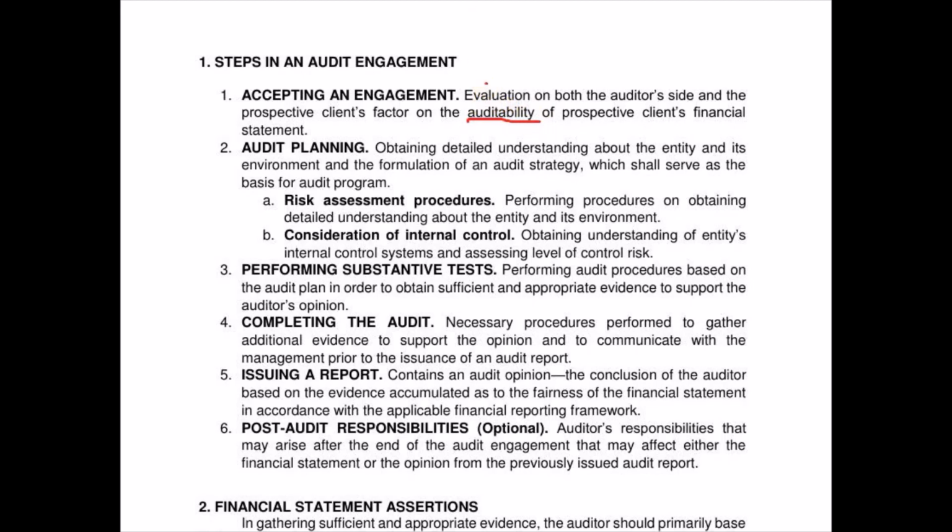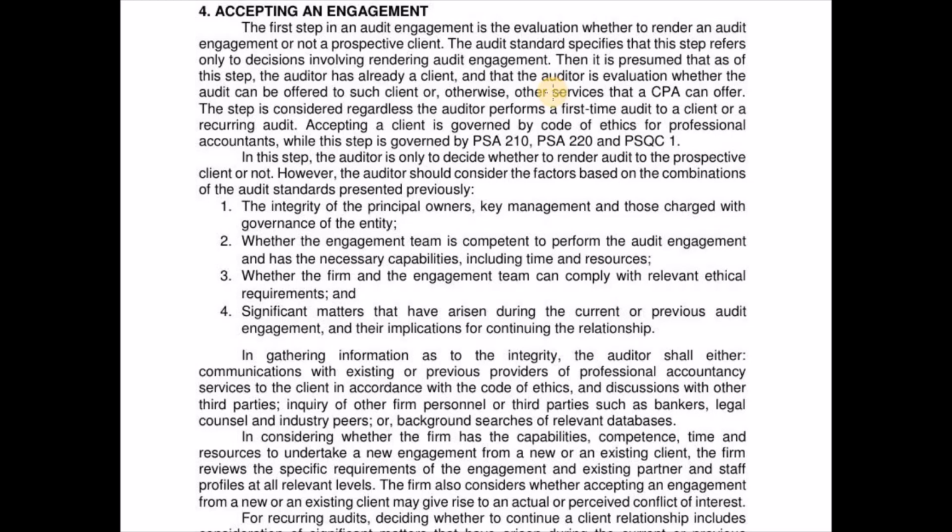So, unsa ba ning accepting an engagement? So, ang first step jud sa ato ang audit engagement. This is an evaluation whether to render an audit engagement to a prospective client or not. So, kani siya na step, it is presumed that the auditor has already a client and the auditor is evaluating whether the audit can be offered to such client or otherwise.